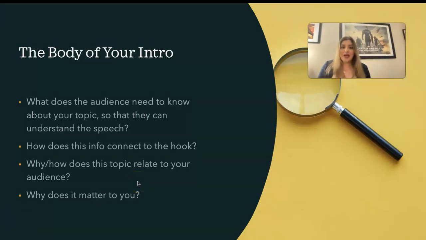So now that we've gone over that, what if you didn't use that whole thing that I just read you as the whole introduction and hook combined? Then you would have to go into the body of your intro. So what is the audience? Think about what the audience needs to know about your topic so that they can understand your speech. Also, you don't want to go over stuff that's going to be gone over in your speech. So you don't want to repeat yourself over and over.